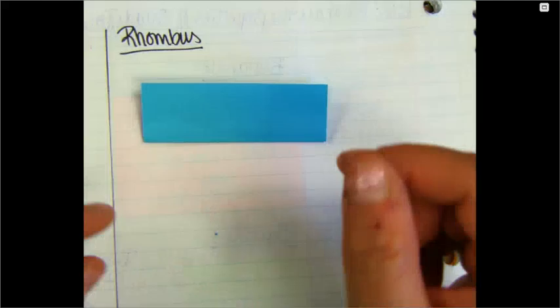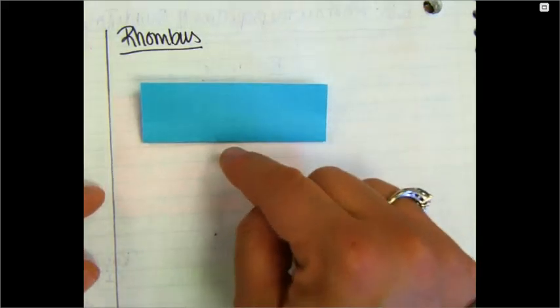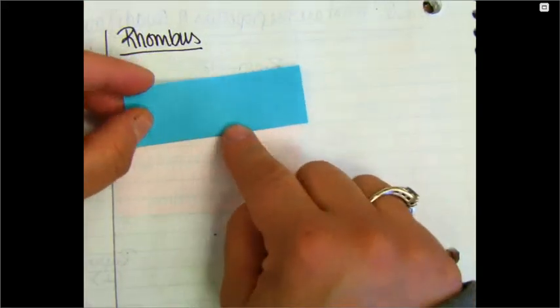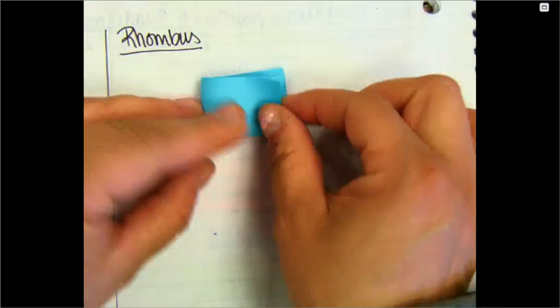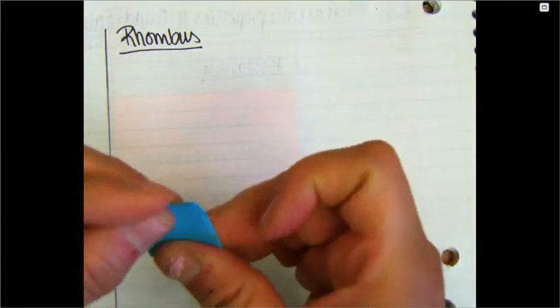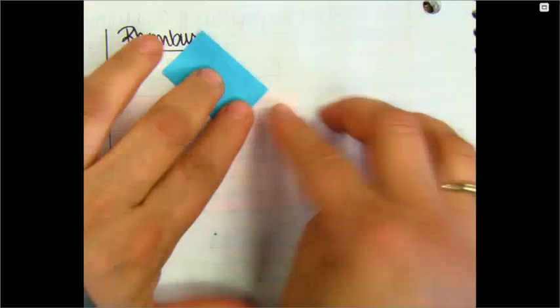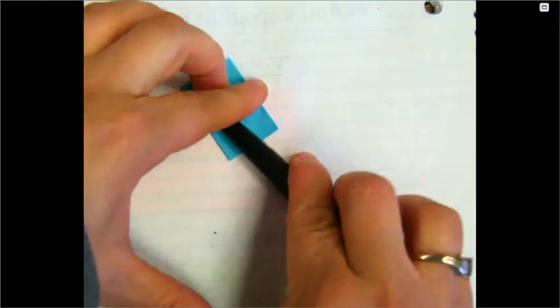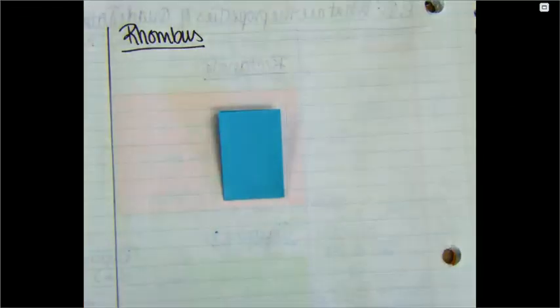Oh, now it's all sorts of things. All right, it looks like a car. All right, flip it in half the other way, so this way. Good?